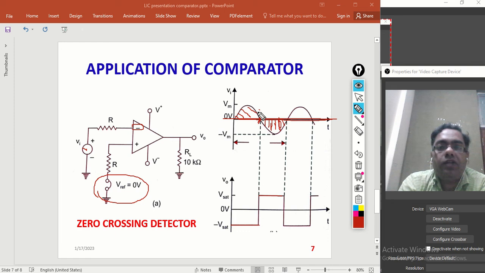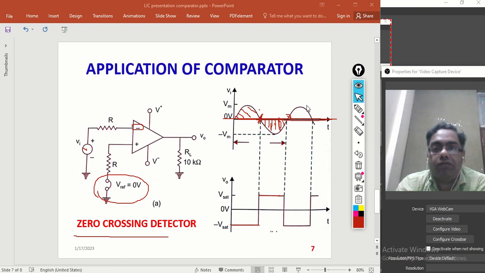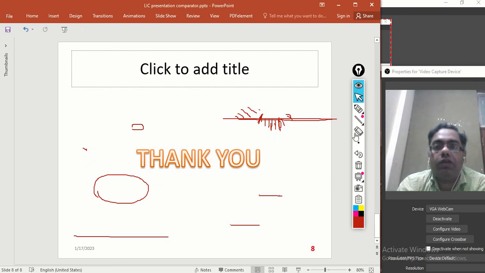So you see that when the signal is crossing 0, the output of the op-amp changes from minus Vsat to plus Vsat. Whenever 0 is crossed, the output changes from minus Vsat to plus Vsat, and again when 0 is crossed, it changes from plus Vsat to minus Vsat. So we can say that it is acting as a zero crossing detector. Okay, thank you.